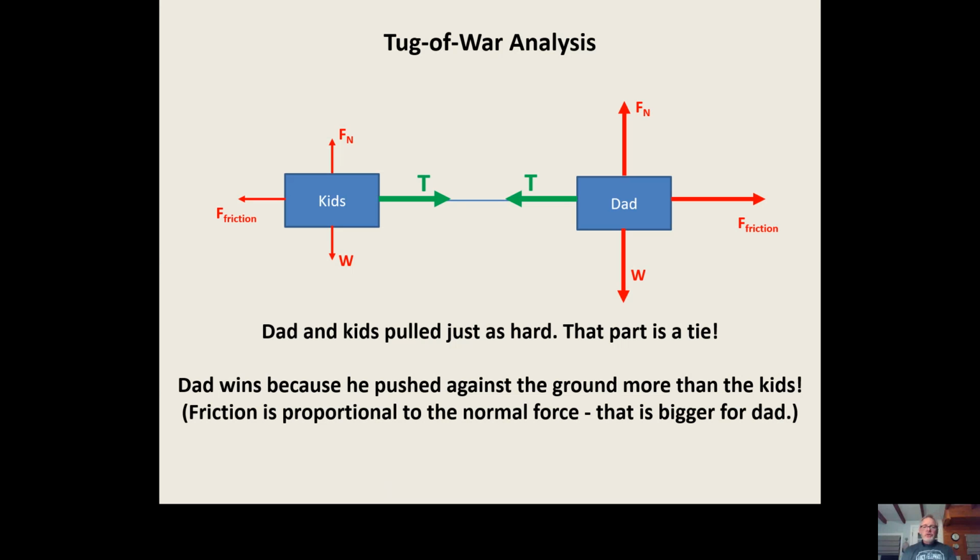What I wanted to do is to go through the analysis a little bit. Dad, contrary to what the video said and what most people say, Dad did not win because Dad is pulling harder. The implication is always that the stronger person, the person that pulls harder, is going to win. The kids and Dad pulled the same amount.